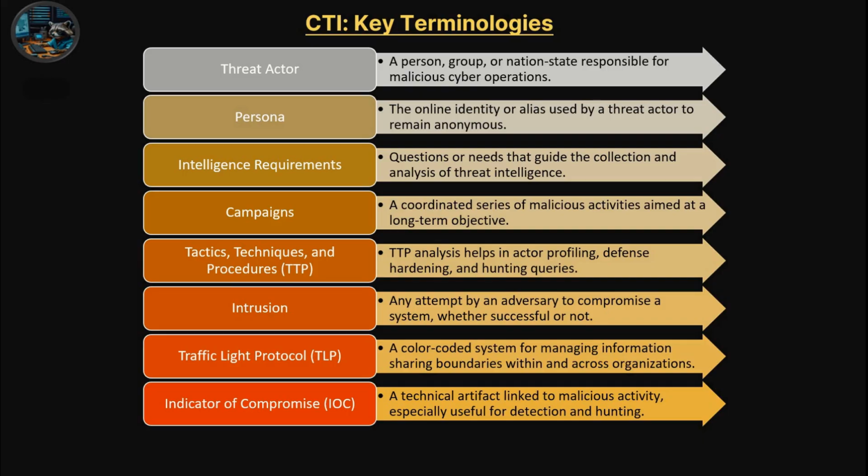Okay. Then we have, of course, IOCs, which are known as indicators of compromise, which is nothing but a technical artifact linked to malicious activity, especially useful for detection and hunting. There could be many types of IOCs. For example, hashes, IP addresses, domains, file names, email addresses, registry keys, etc. Now, what is the use of the IOCs? These can be fed into your SIEM, EDR, firewalls, YARA and Sigma detection systems.